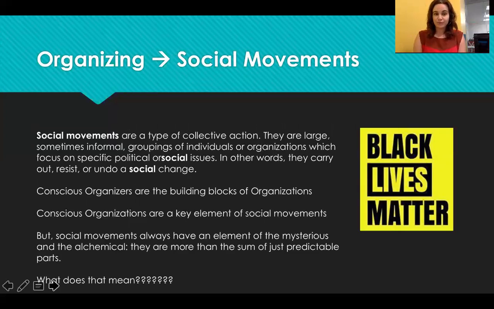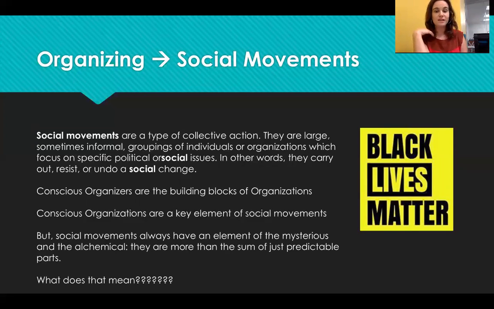Organizing to social movements. So we covered a lot of this already, but social movements are a type of collective action. They are large, sometimes informal groupings of individuals or organizations which focus on specific political or social issues. In other words, they carry out, resist, or undo a social change. We're going to talk about specific stories and examples in a minute. A little refresher from where we were last. Conscious organizers are the building blocks of organizations. Conscious organizations are a key element of social movements.